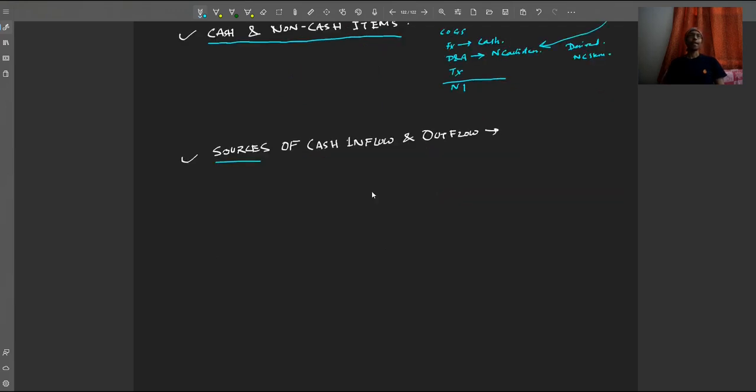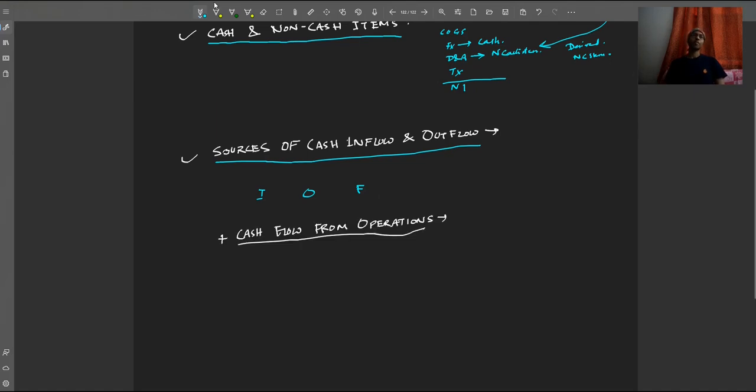Sources of cash inflow and outflow. There are mainly three sources of cash inflow and outflow. They are investments, operations, and financing. Now we will understand each of these items separately, friends. First comes cash flow from operations. These are basically cash inflows and cash outflows with regards to operating activities.